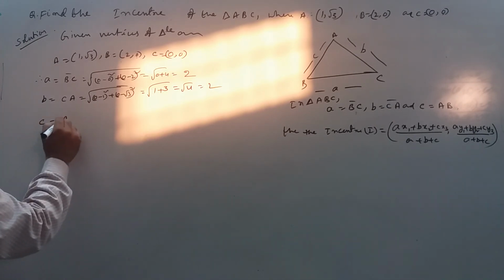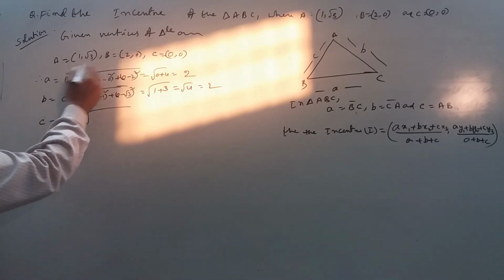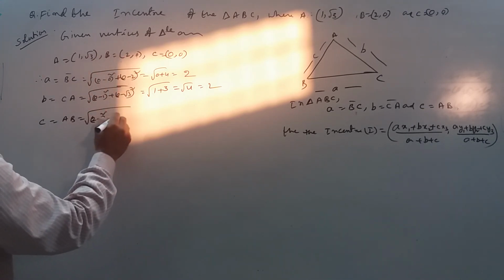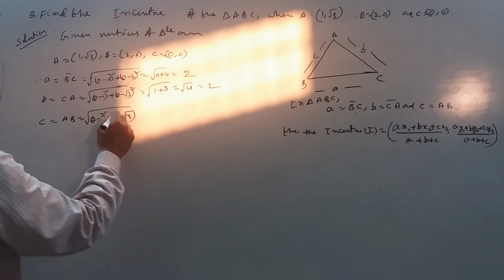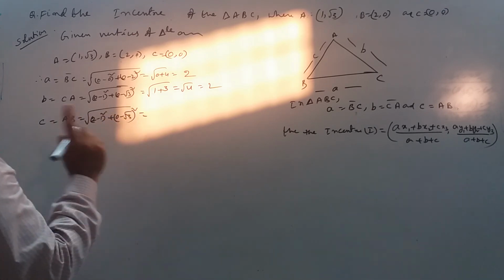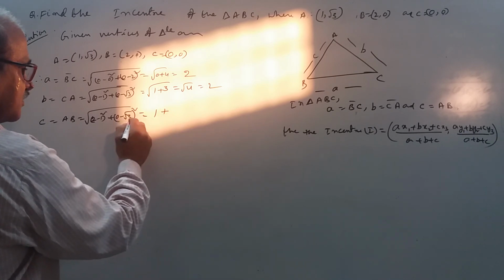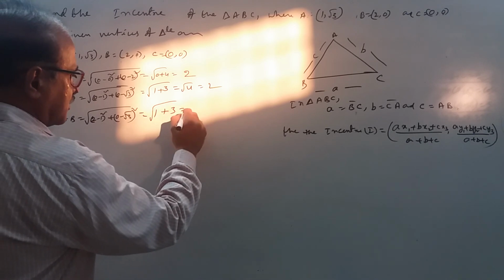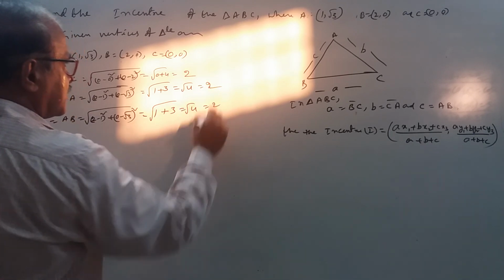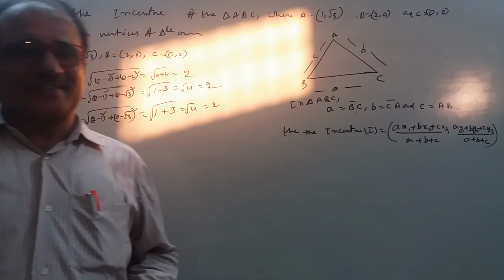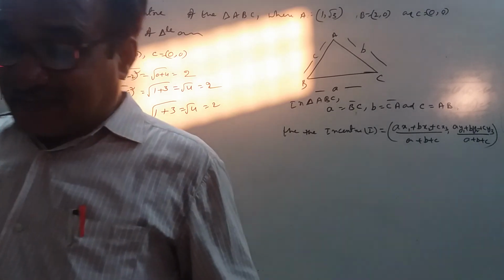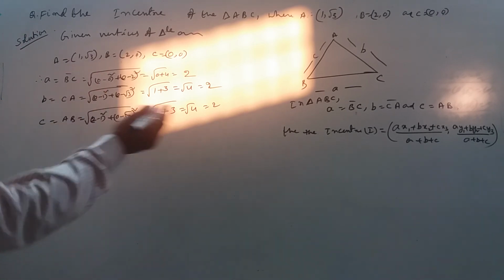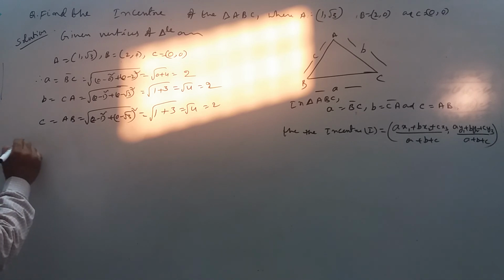Similarly, small c is equal to AB. By taking first two coordinates, that is (2 minus 1) whole square plus (0 minus root 3) whole square. 2 minus 1 means 1, whole square means 1, plus (0 minus root 3) whole square is 3, that is root 4 is equal to 2. All sides are equal, so it is an equilateral triangle. Then we can find the incenter.